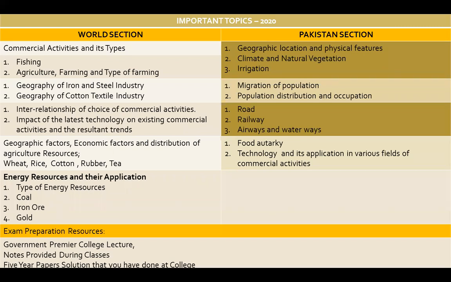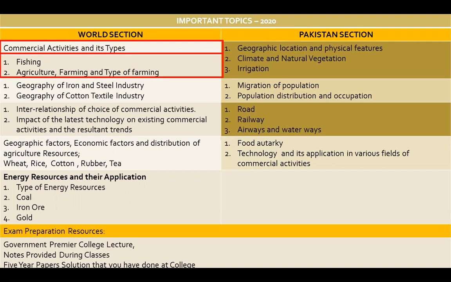Number one, world section. Commercial activities: fishing, agriculture. In fishing, we have a fishing topic, and a question comes from fishing. Farming and types of farming are a very important part. So here we can expect three questions from these two world topics.